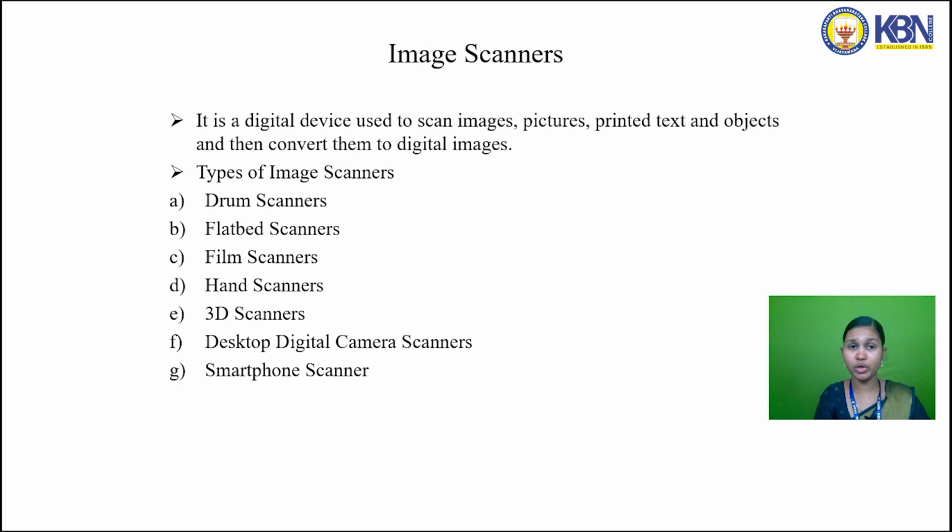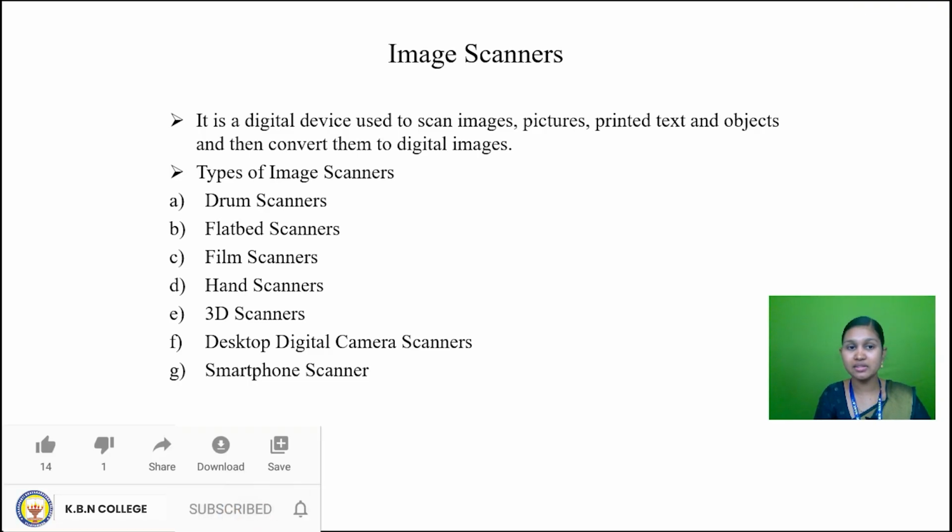Finally, we have to know about image scanners, which means scanning an image. In recent technology, we are scanning images with Android mobiles. But all of you know there are a number of scanners for digital images. In digital imaging, the device is used to scan images, pictures, printed text and objects, and they are converted to a digital image. Here there are drum scanners, flatbed scanners, film scanners, hand scanners, 3D and desktop digital camera scanners, and smartphone scanners. Here we are recently seeing the hand scanner.